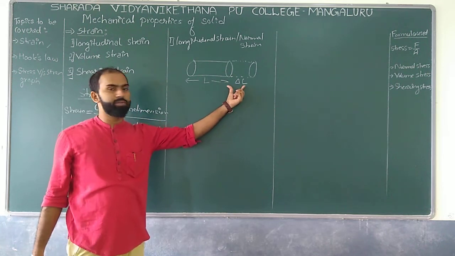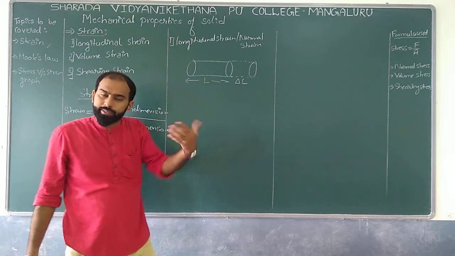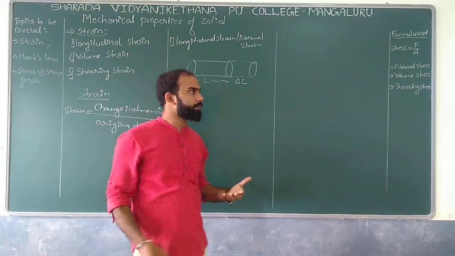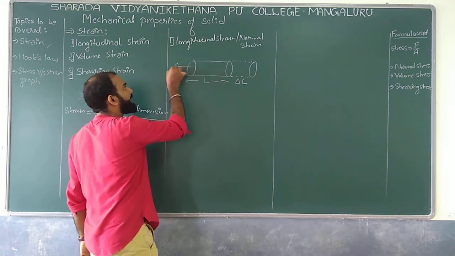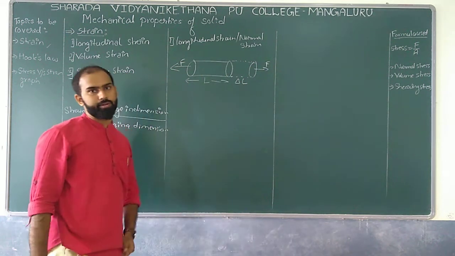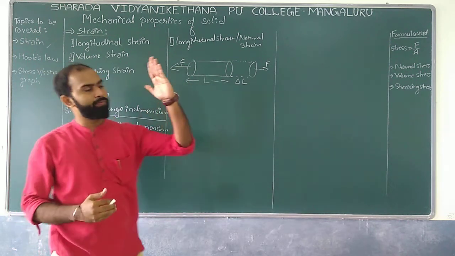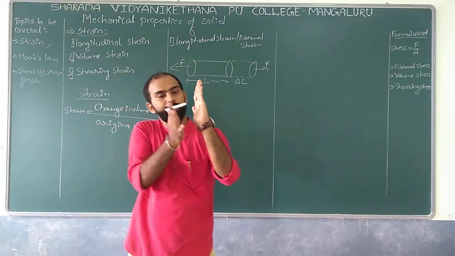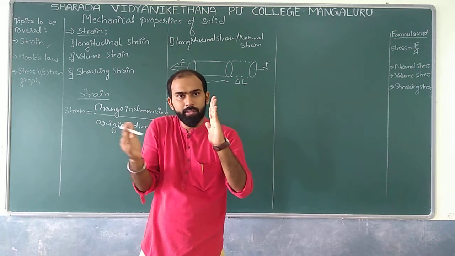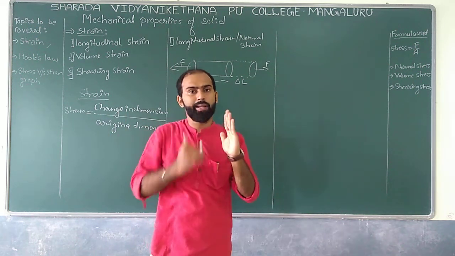What about delta L? It is nothing but the increase in length. If it is an increase in length, we can call it a tensile stress, correct? If you apply the force in this direction, which is normal to its area of cross section, I can have that, correct, right?